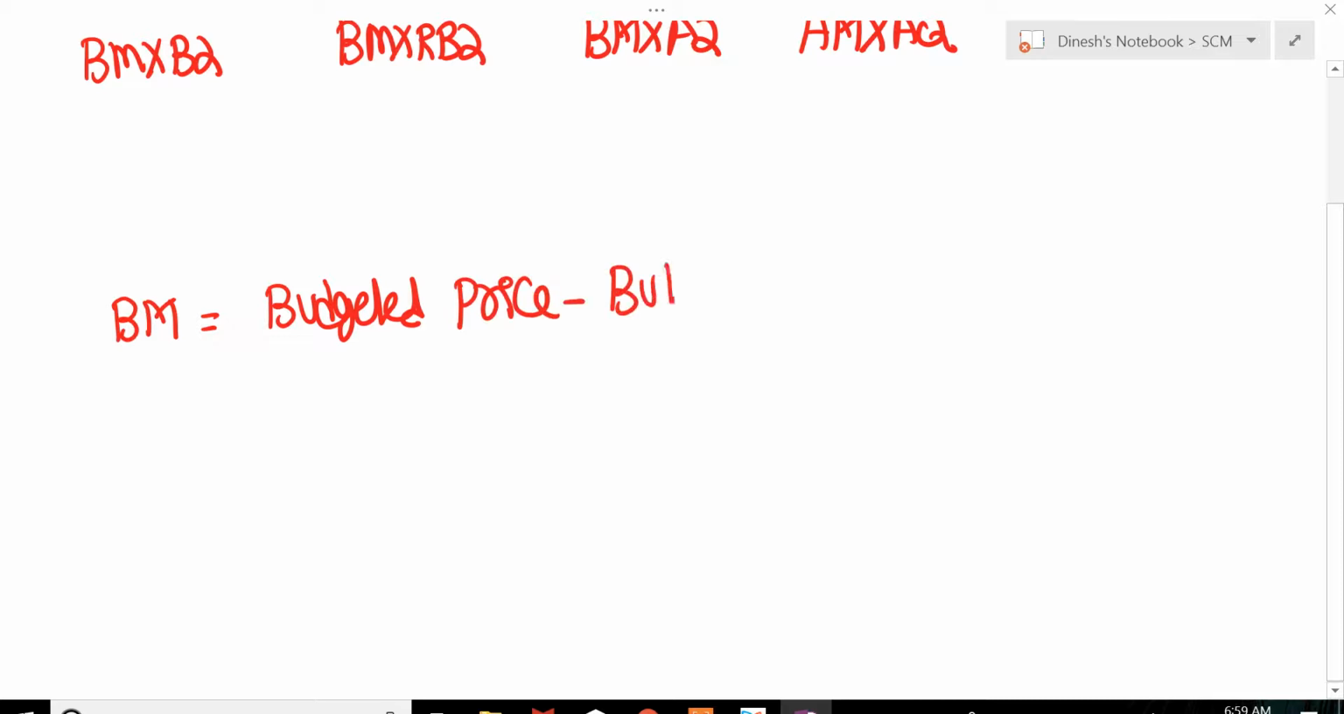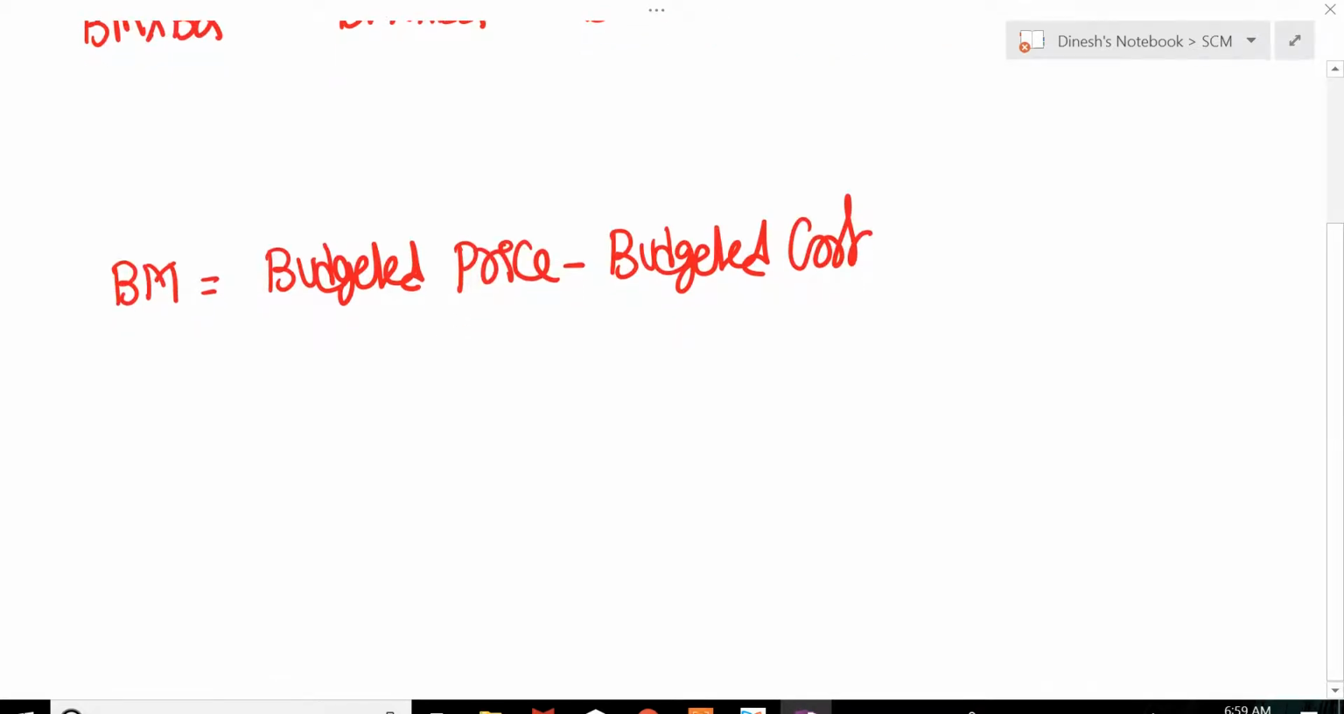minus budgeted cost. Now one more thing, whenever you do a problem under margin approach, they purposefully will give you the actual cost in the question. Just ignore it, that's all. That actual cost is information of no use to do sales variances. Even if they give it, we just need to ignore it because in a hurry you may make a mistake on that front. So BM, budgeted price minus budgeted cost.